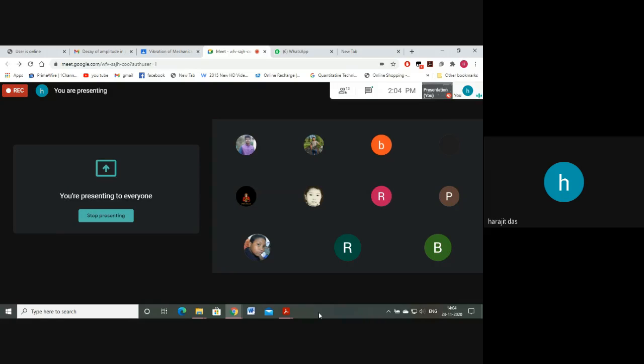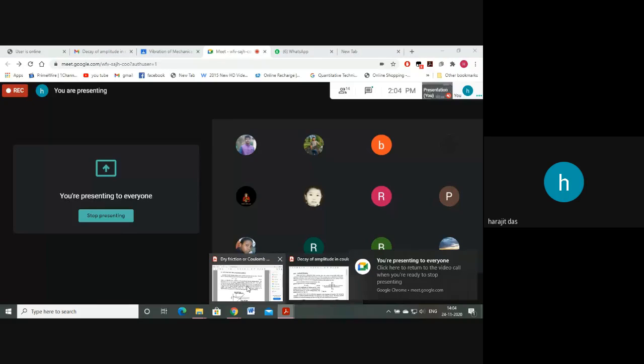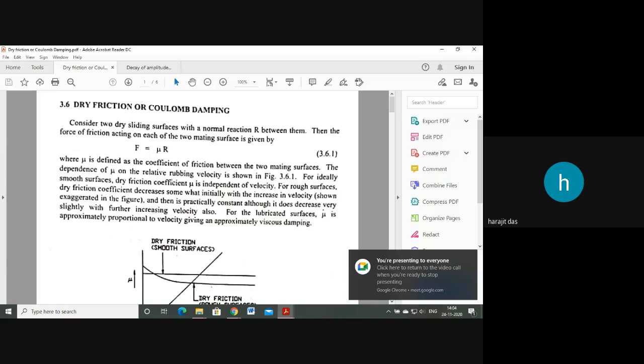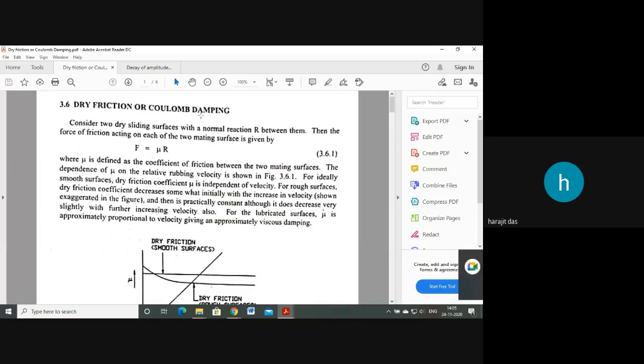So today again we will be taking this damping section. The next damping system which is basically used in vibratory systems is dry friction or Coulomb damping. Earlier in viscous damping there was a device, an apparatus that looks like a piston cylinder arrangement, where there is a viscous fluid, viscous oil. But here the name suggests that this is dry friction or Coulomb damping.